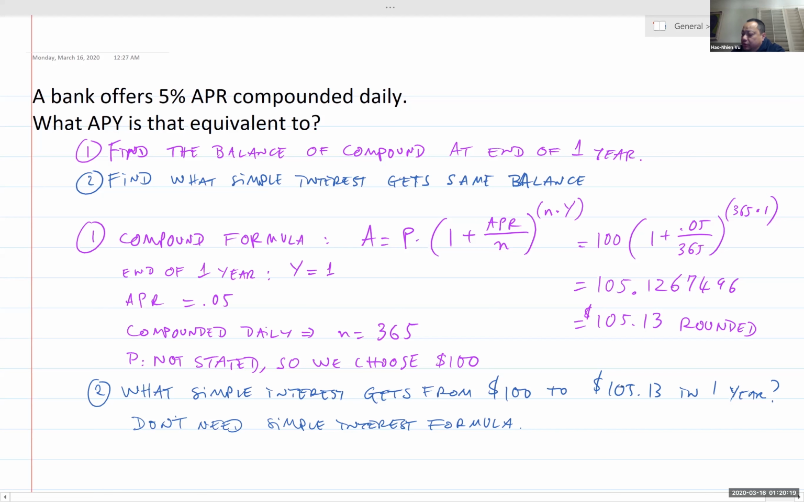Because $100 goes to $105.13. The interest is 5.13%, okay? And that is the APY, okay? The APY is the simple interest that gets you to the same number as the compound interest. The compound interest gets you to $105.13. So the simple interest is therefore 5.13%. That's the APY. Okay, so that's how you do an APY problem.